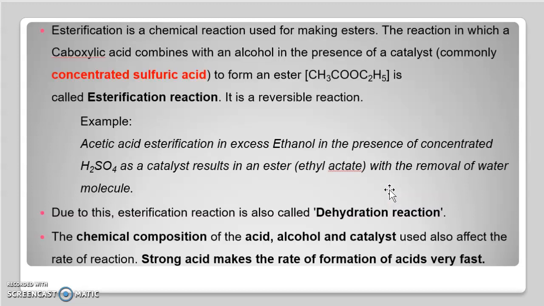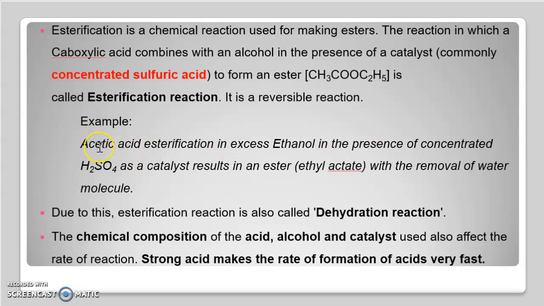So the esterification is a chemical reaction used for making an ester. In this reaction, a carboxylic acid combines with an alcohol, and with the help of a catalyst such as concentrated sulfuric acid will form an ester, and it is called the esterification reaction. It is a reversible reaction. That means by the reaction of the ester and water you can get the fatty acids.